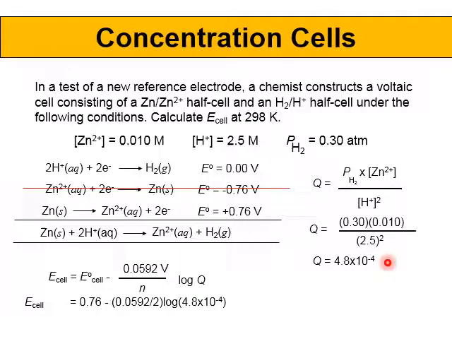Next, insert it here. 4.8 times 10 to the minus 4. n is equal to 2. E naught cell is positive 0.76. So the final value is 0.86 volt. Okay, alright.